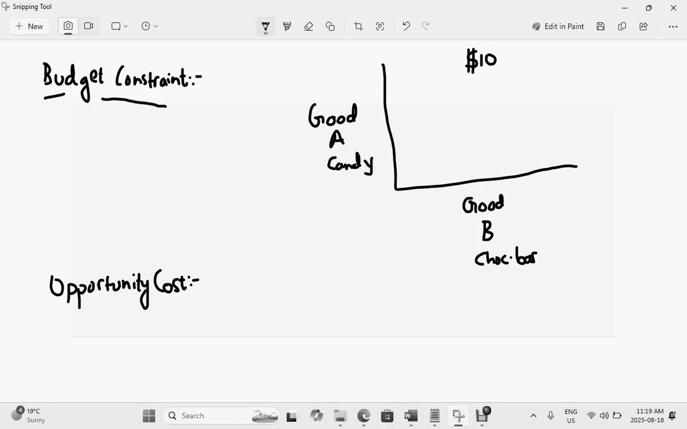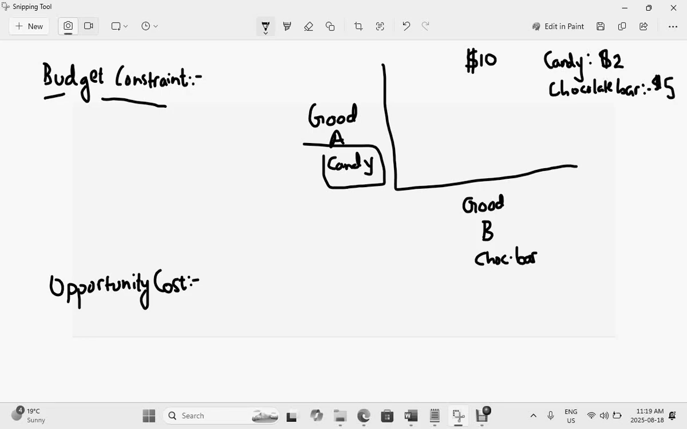And we know that as you move away from good A, you're spending money on a chocolate bar. As you move away from chocolate bar, you're spending money on your candy. So suppose your candy is $2, and your chocolate bar, suppose this is $5.